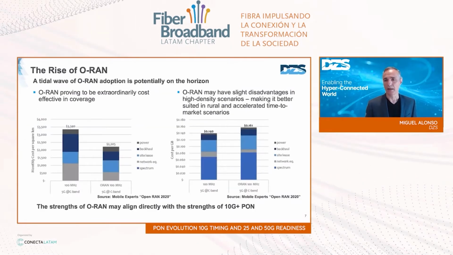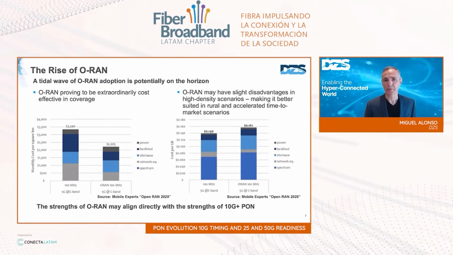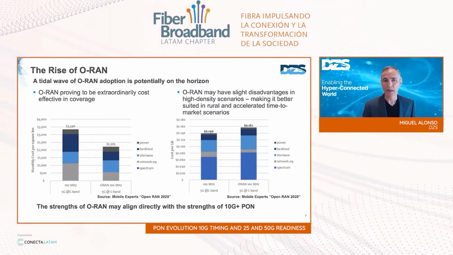There is yet another element in the mobile network that is contributing significantly to the potential success and adoption of PON implementations for deployment of 5G, and that is the concept of Open RAN. When one looks at the studies that exist out there that do comparisons or cost comparisons for implementing traditional radio access networks versus open radio access networks, the first thing that one sees is a significantly lower cost that comes from deploying Open RAN networks.